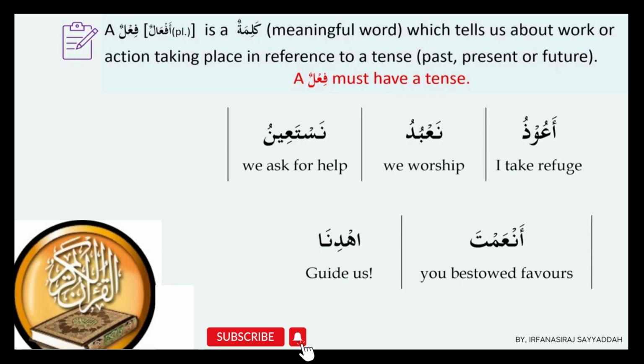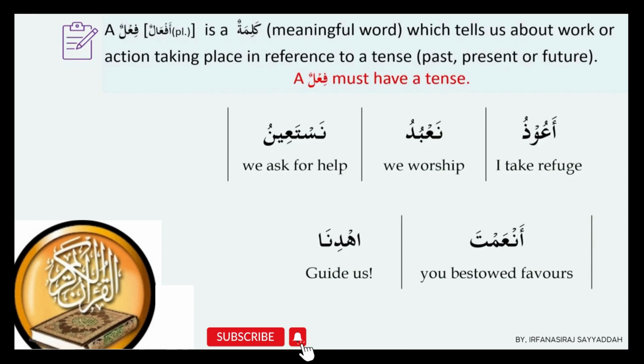Let us look at some examples which you should easily recognize from your daily Quran reading or your salah. A'udhu, I take refuge. Na'budu, we worship. Nasta'inu, we ask for help. An'amta, you have bestowed favors. Ihdina, guide us. So from here you can see that all of these words have a tense and they talk about some action, some doing word.